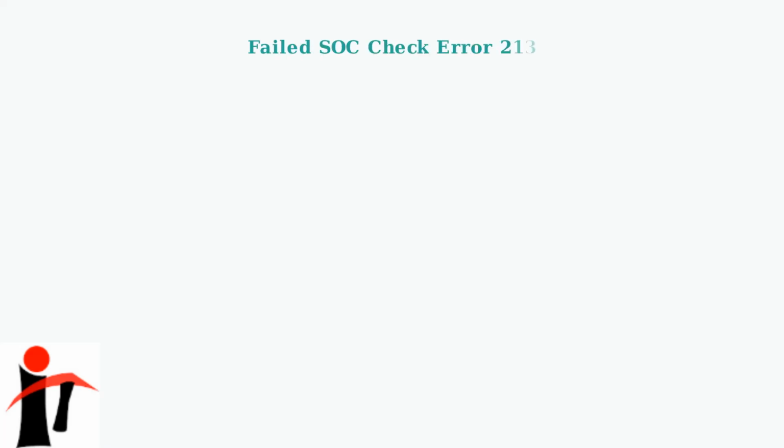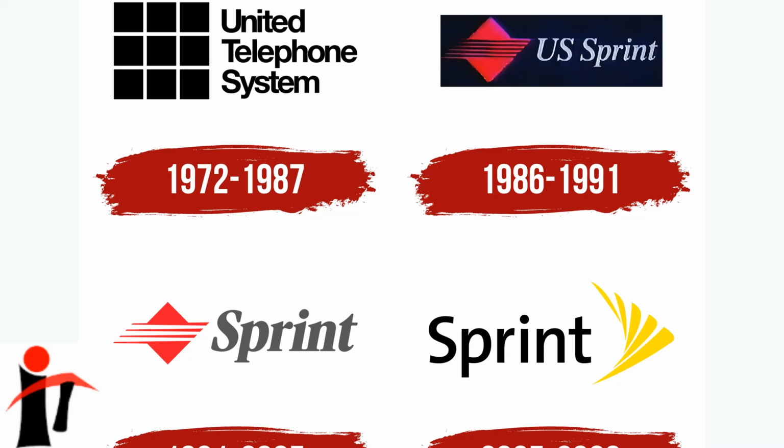The Failed SOC Check error 2113 is a technical issue that specifically affects Sprint customers who are now part of the T-Mobile network. This error message indicates the system cannot retrieve service option code information from your account. This error primarily impacts customers who originally had Sprint service and are now transitioning to T-Mobile's network infrastructure. The issue became more common after the Sprint-T-Mobile merger was completed.